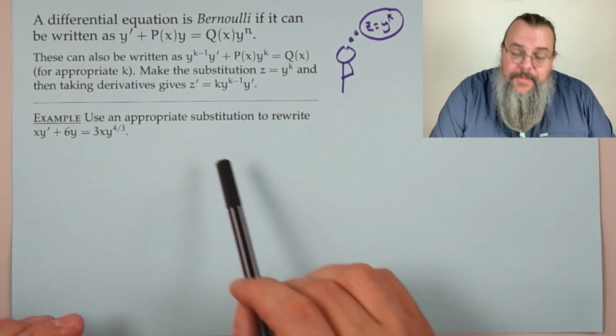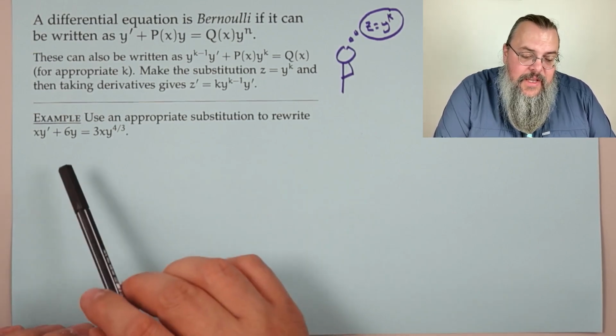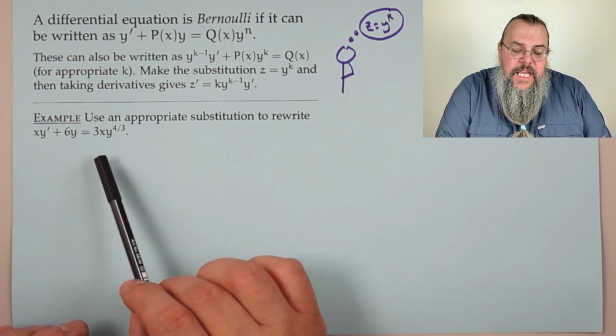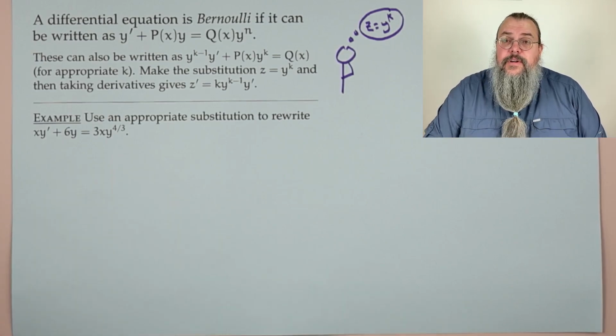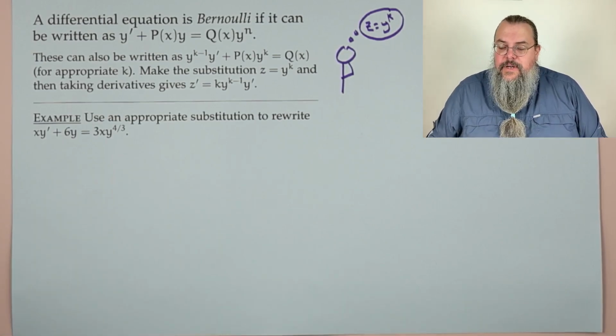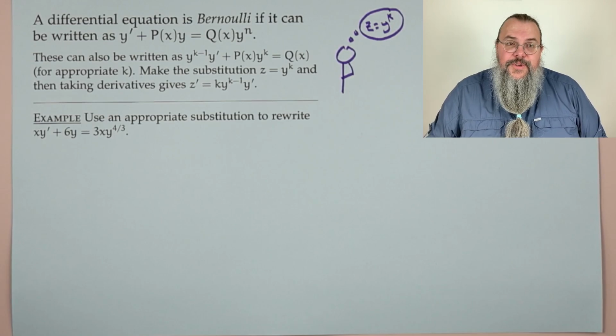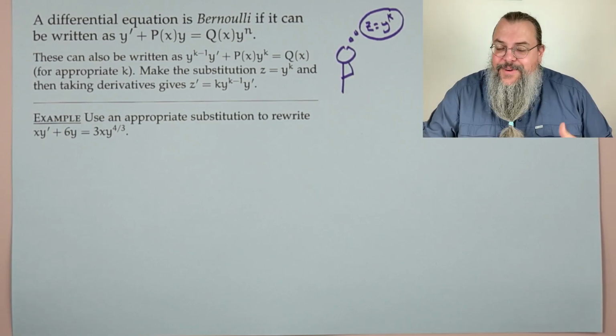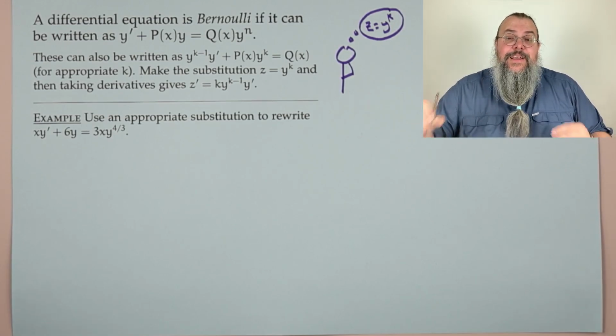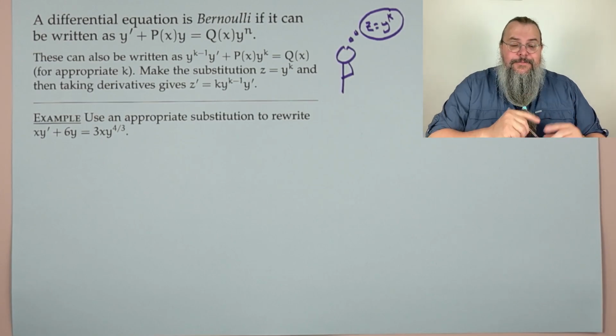Use an appropriate substitution to rewrite xy' + 6y = 3xy^(4/3). All right, well, what's an appropriate substitution? It's going to be Bernoulli, so we're going to think of y to a power. The question is, which power?